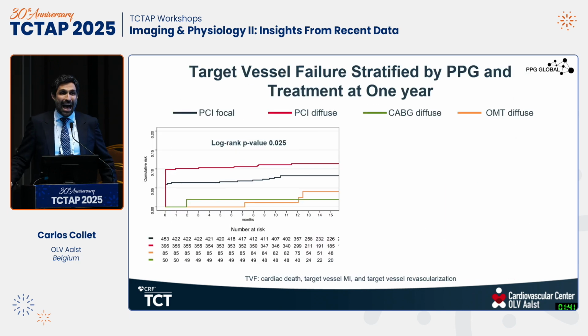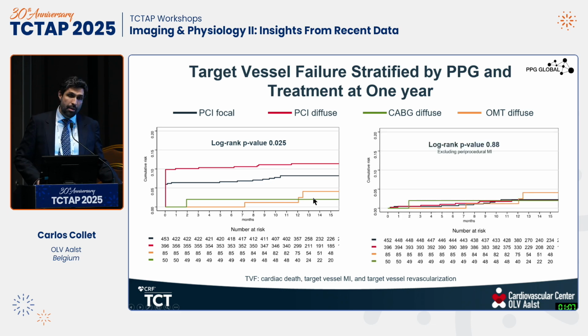Now, when we look at outcomes, this is TVF with the classical definition, which you see at the bottom of the slide. In this Kaplan-Meier plot, patients with diffuse disease treated with PCI had the highest event rate, and this was entirely driven by a higher incidence of periprocedural MI, as we discussed previously in this session. This is followed by the patients with focal disease. What was reassuring was that patients with diffuse disease deferred from PCI, the orange line, had a very low event rate, with a couple of revascularizations occurring at the end of 1 year.